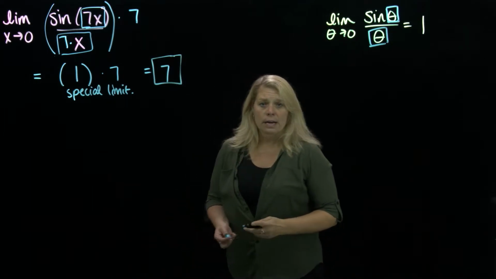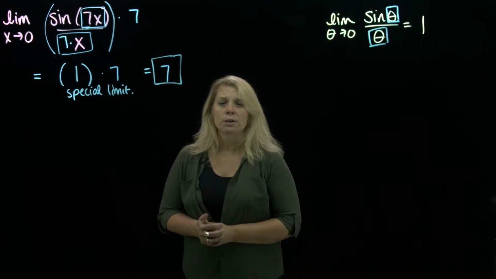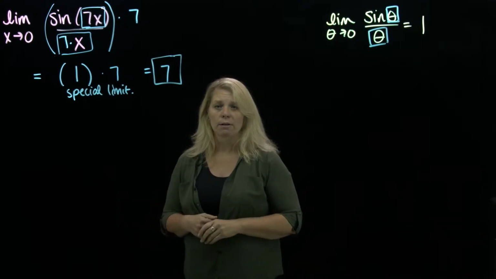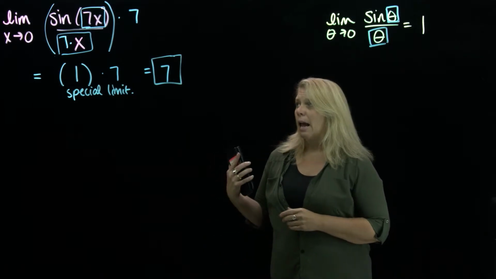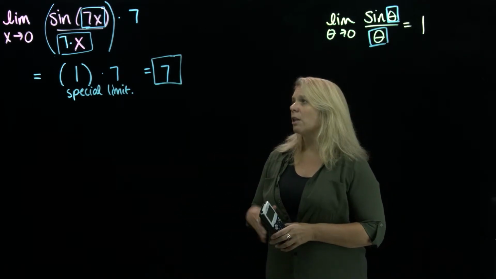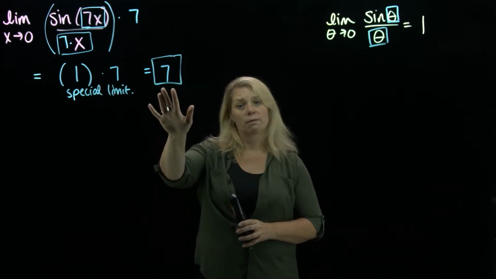All right, it's always a good idea when you're using theorems to go ahead and check your answer to make sure that it makes sense numerically or graphically. So something you might do is just get out a calculator and plug in some numbers that are really close to 0. And you should check to see that you're getting outputs that are really close to 7.